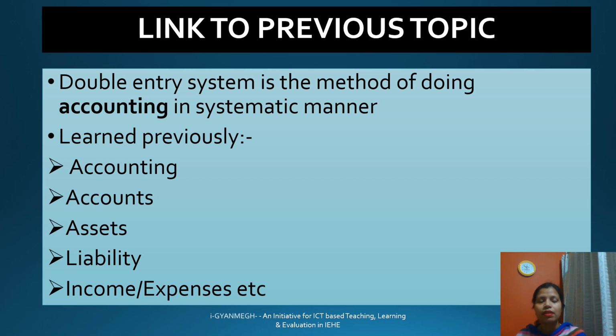Next is accounts. Accounts are meant for recording the transactions of the same nature. Assets are, for example, furniture, cash, building; all these are our assets. Liabilities are what we need to pay off, like our bank loan or creditors. Income is whatever gain we are having. Expenditure is like rent, salary, etc. These are expenditures.